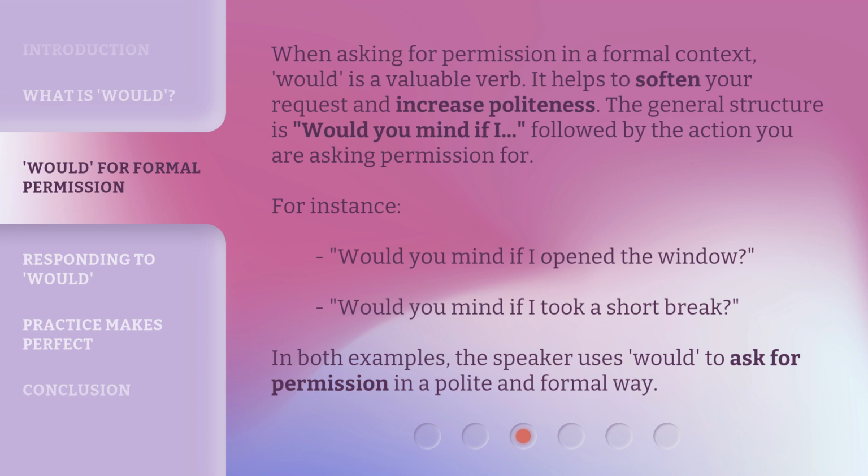When asking for permission in a formal context, would is a valuable verb. It helps to soften your request and increase politeness. The general structure is, would you mind if I, followed by the action you are asking permission for. For instance, would you mind if I opened the window? Would you mind if I took a short break? In both examples, the speaker uses would to ask for permission in a polite and formal way.